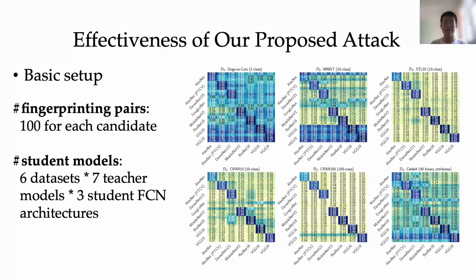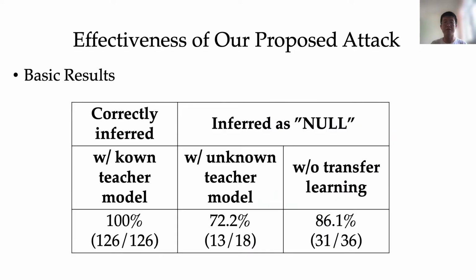Due to time limit, here I introduce some representative results. In our basic evaluation, we generate 100 fingerprinting pairs for each teacher model candidate. We construct many student models across different transfer learning tasks, different teacher models, and different student model architectures. Here are the basic results. Our attack has correctly identified all the student models transferred by non-teacher models. For 18 student models transferred from unknown sources, our attack returns null for 13 out of them. For 36 models trained without transfer learning, our attack returns null for 31 out of them.